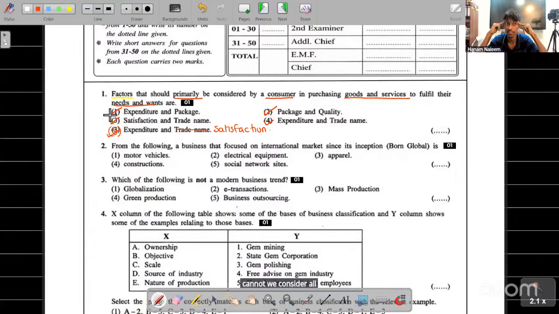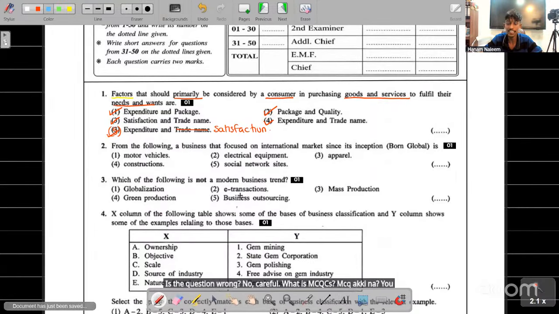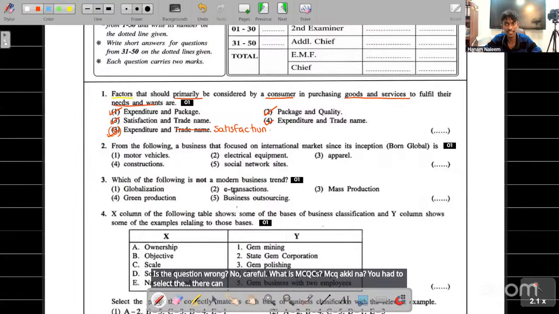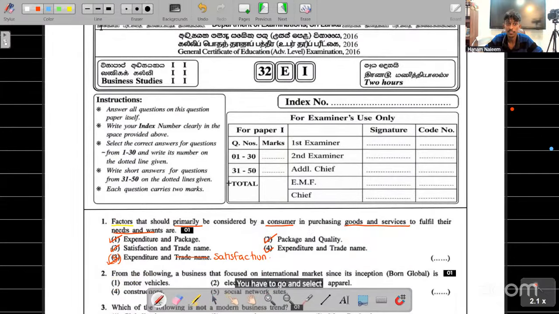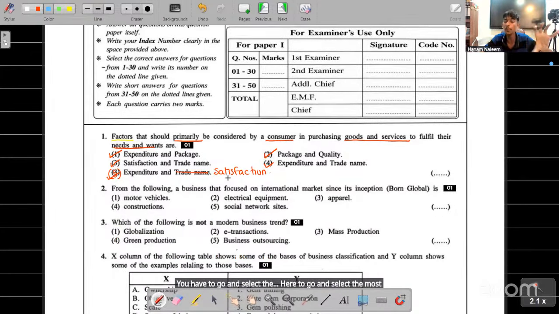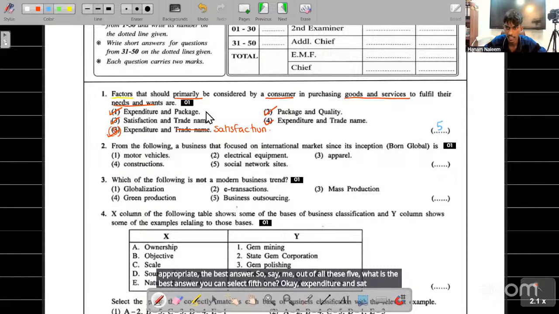Is the question wrong? No, be careful. What does the MCQ say? You have to select; there can be more than one correct answer. If you have more than one correct answer, what do you have to do? You have to select the most suitable, most appropriate, the best answer. So tell me, out of all these five, what is the best answer you can select? Fifth one. Okay, expenditure and satisfaction. So the answer is the fifth one.